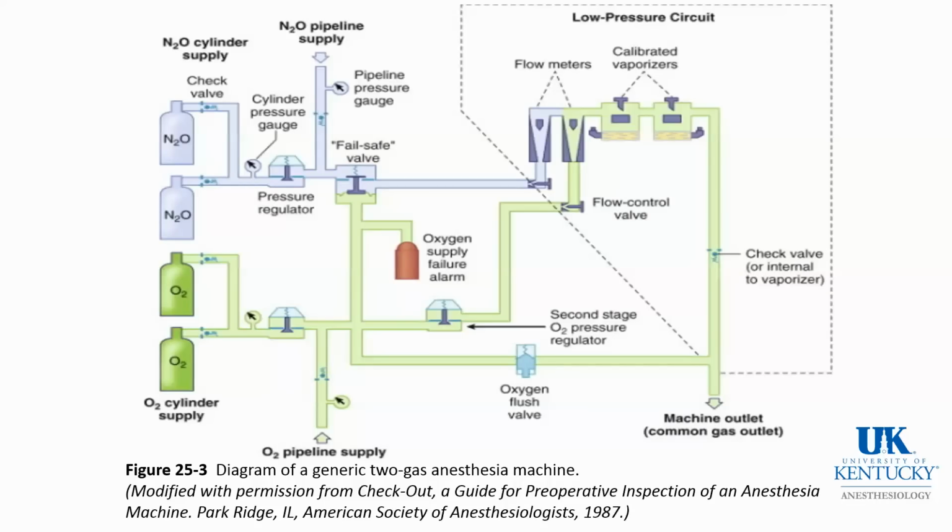This schematic shows a generic two-gas anesthesia system from approximately 1987. I want you to note the presence of multiple check valves here, here, here, here, and here, and regulators and pressure gauges in this simple anesthesia gas machine.